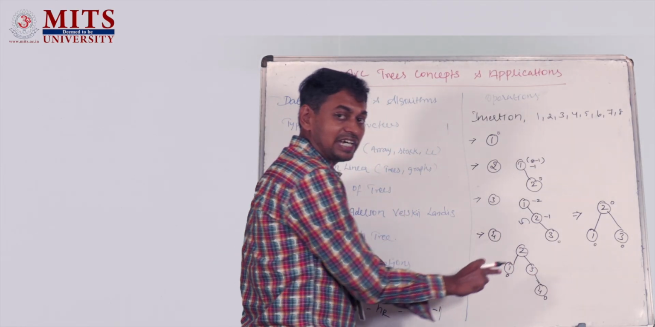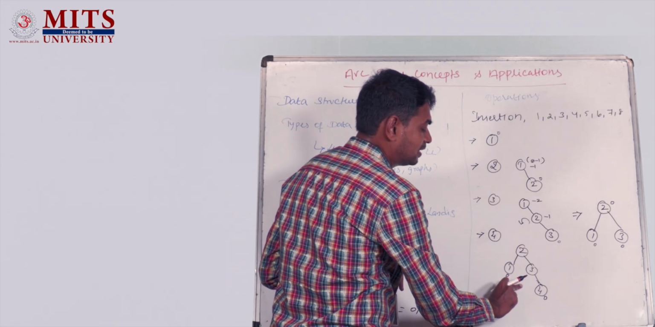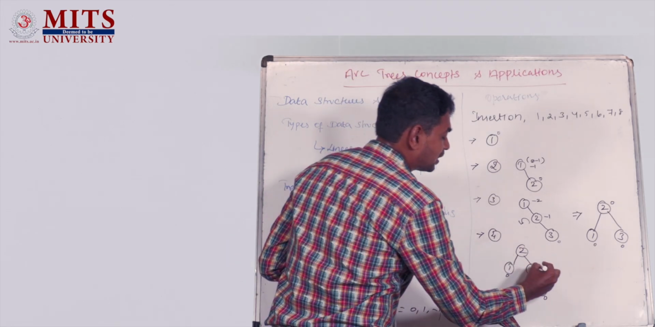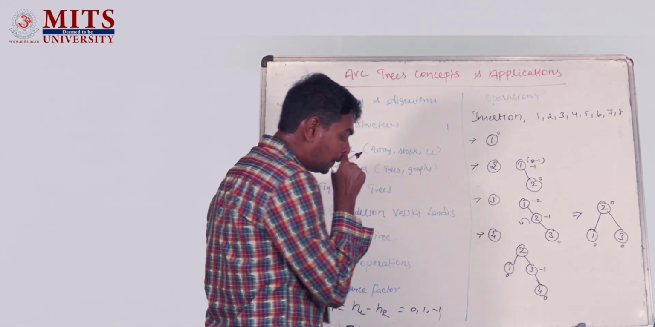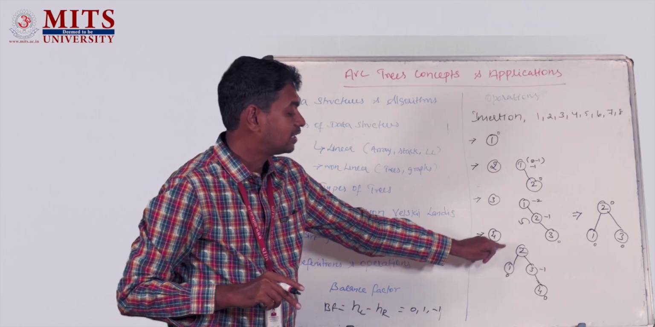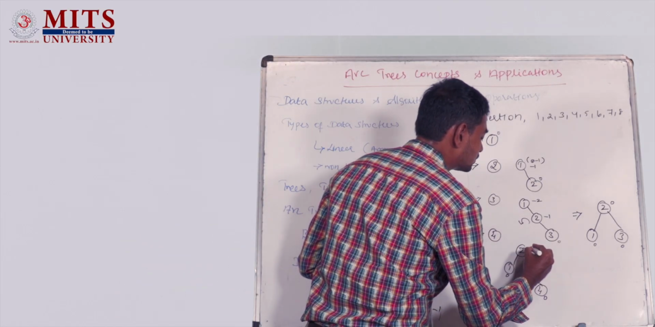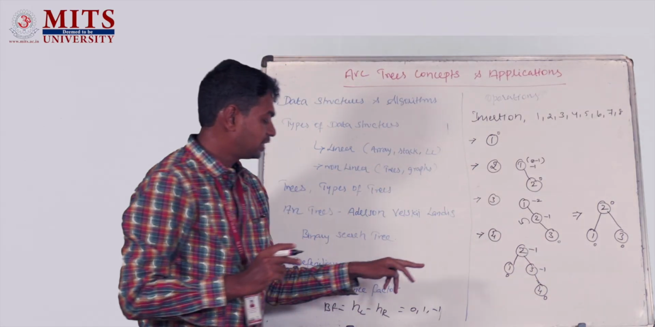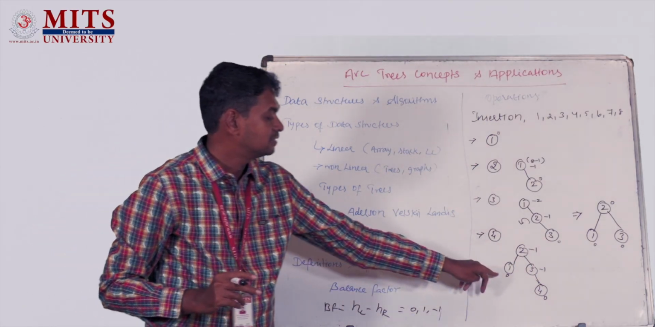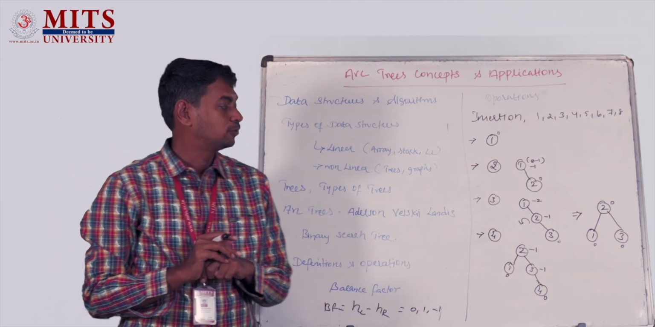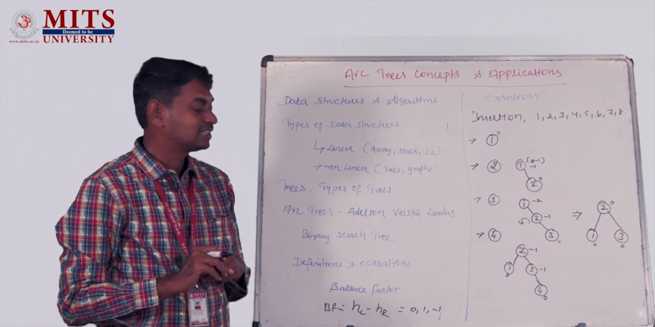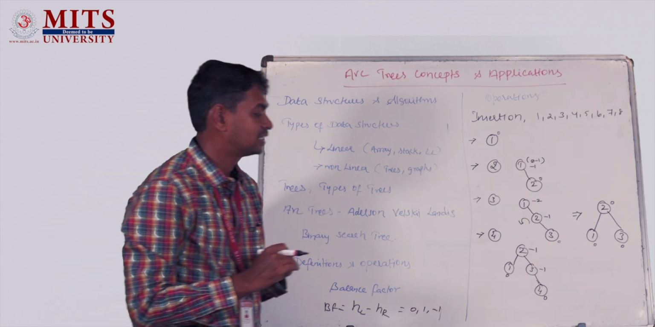Here 3. It doesn't have any left child. It contains only the right child. So 0 minus 1 it can be considered as minus 1. For the 2 it contains left child 1 and right child's height 2. So 1 minus 2 it can be considered as minus 1. Okay. So we have satisfied conditions, which means 0, minus 1, minus 1 and 0. So this can also be considered as satisfied. We can go for inserting the next element.